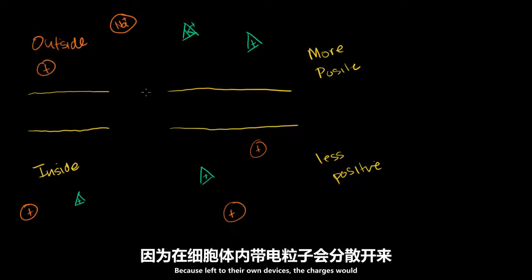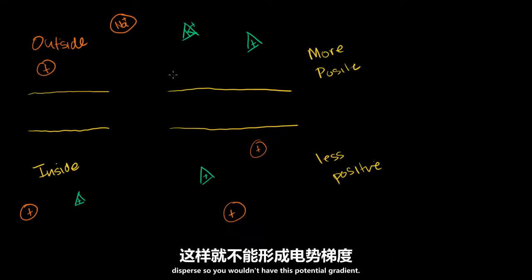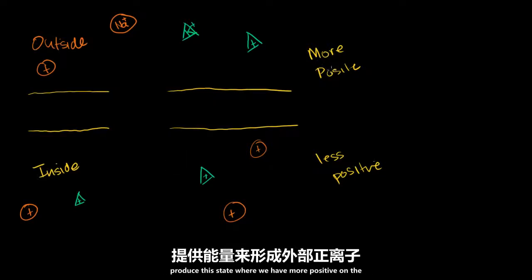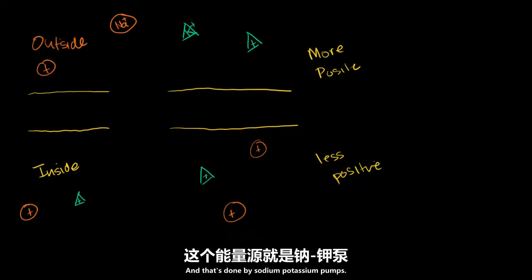Because left to their own devices, the charges would disperse, so you wouldn't have this potential gradient. Somehow we have to put energy into the system in order to produce this state where we have more positive charge on the outside than we do on the inside. And that's done by sodium-potassium pumps. And I'm going to draw them a certain way. So I'm going to draw them like this.